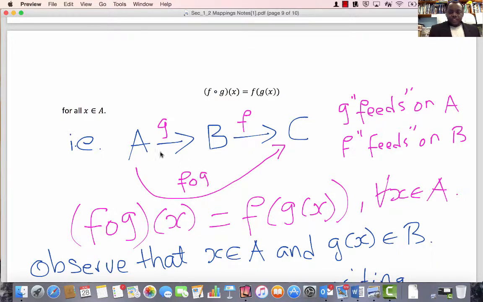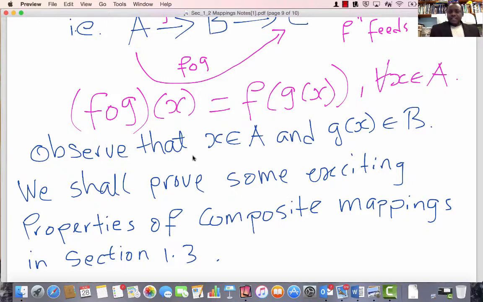G feeds on A, takes the elements to B, those are the images, and F feeds on those images, and its images would be in C. So we define the composite mapping as F composed with G of X equals F of G of X. So you can see G feeding on X, F feeding on G of X, and that happens for every X in A. Now observe that X is an element in A and G of X is an element in B.